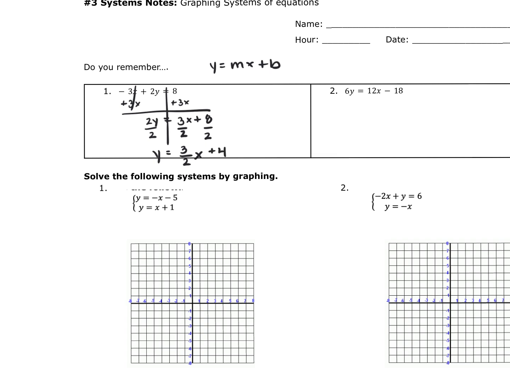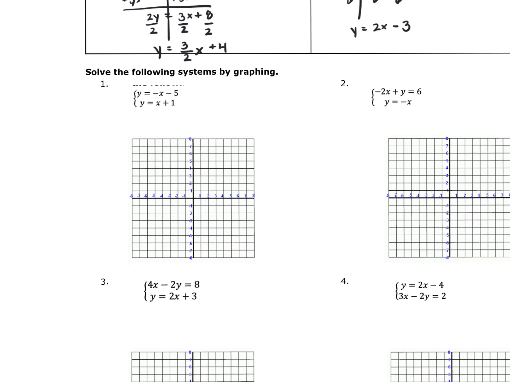Okay, we're going to do the same thing with this next one, number 2. Right now it says 6y equals 12x minus 18. Well, we want to get y all by itself. Right now it's saying 6 times y, so I'm going to divide by 6 here, divide by 6 here, and divide by 6 here. That leaves me with y equals 2x minus 3. Okay, so let's go back to graphing these equations that we have.